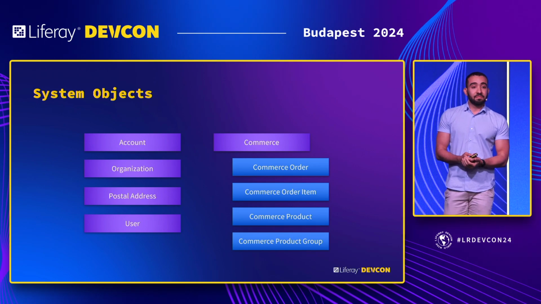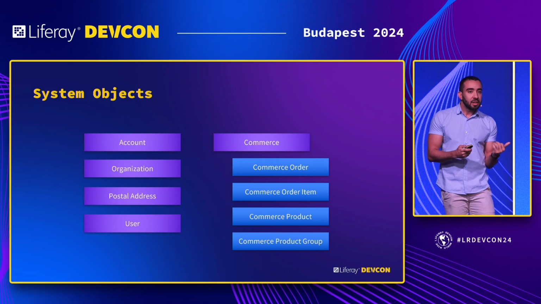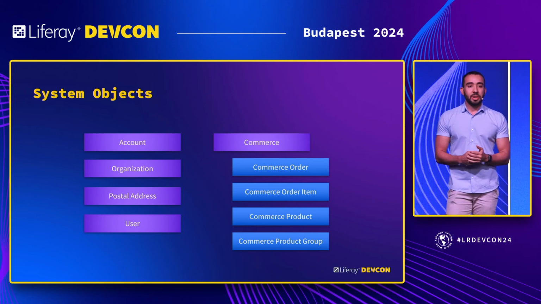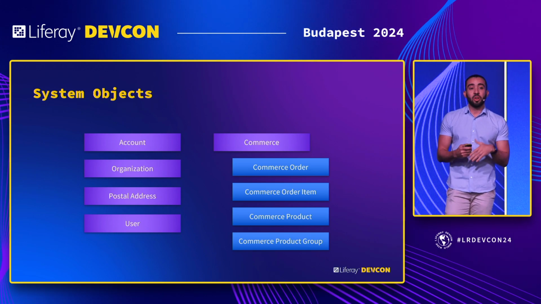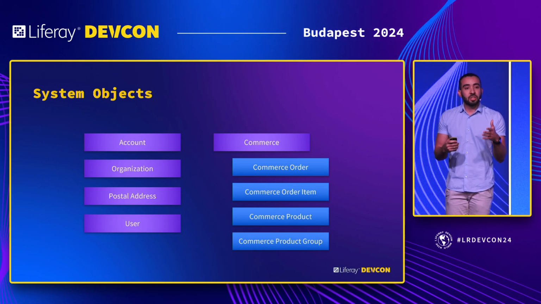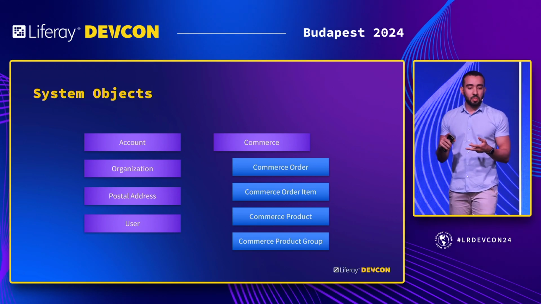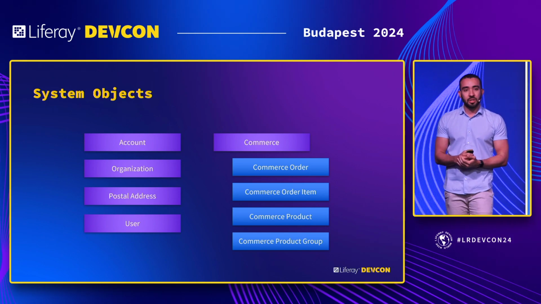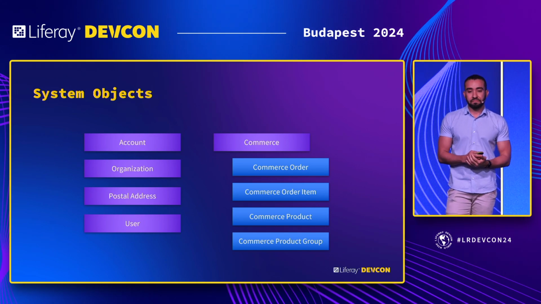And this is not a new solution. We do have it for a period of time. So those are the entities we have within Liferay that is already working, and we already have in production solutions involving it. So we have accounts, we have organizations, postal address, user one. I think that is the most used one, and some from commerce.